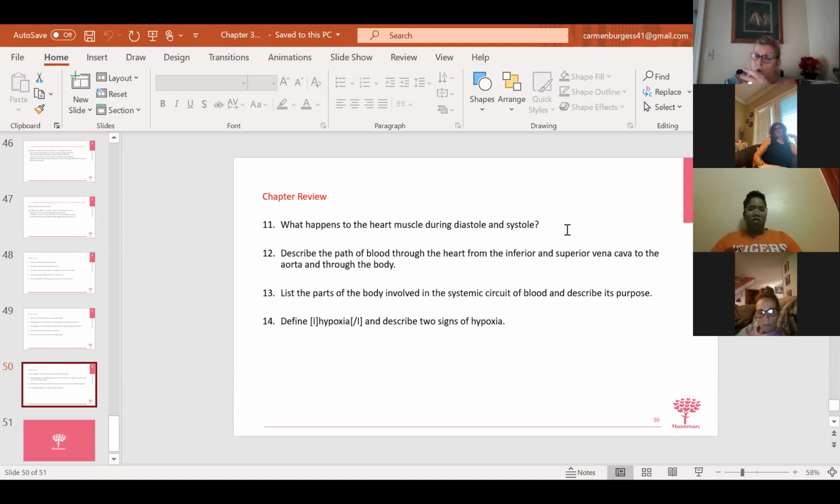What happens to the heart muscle during diastole? What is happening here? It relaxes. And what's happening here? It's pumping. It's pumping, or what word do we use? It's contracting. Contracting. Right. So is everybody able to track this path of blood from the inferior and superior vena cava to the aorta? Is everyone comfortable with that?